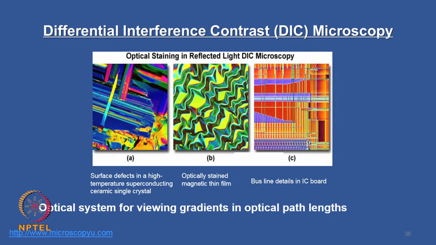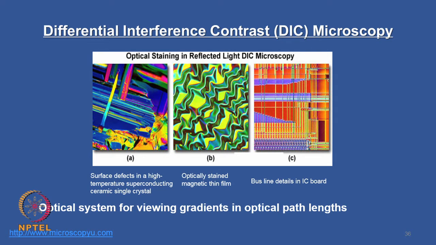In the last class, we looked at the optical system of polarized light microscopy, and identified and appreciated the merits of polarized light and its superiority over bright field illumination. In today's class, we will look at another variant of the optical microscope called differential interference contrast microscopy. Let us see what this microscopy is.